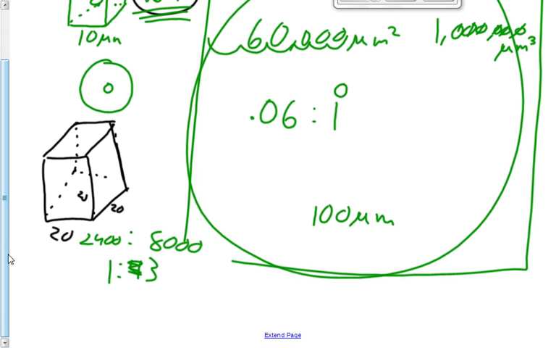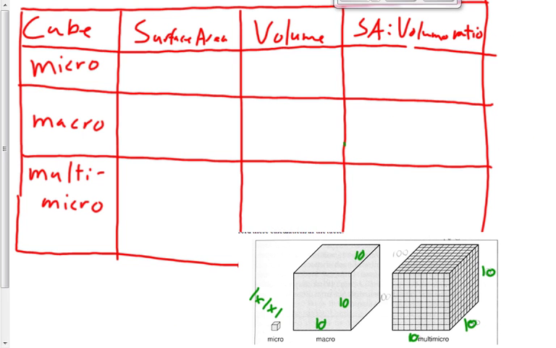The bigger it gets, the more problems it's going to have using diffusion as a way to move stuff around the cell. Okay, is everybody following me there? All right, so what we're going to do today is I'm going to give you a handout. It's got an activity on it where you're going to have to do a little bit of calculating volume and surface area, just like I demonstrated here, with cubes of different sizes.